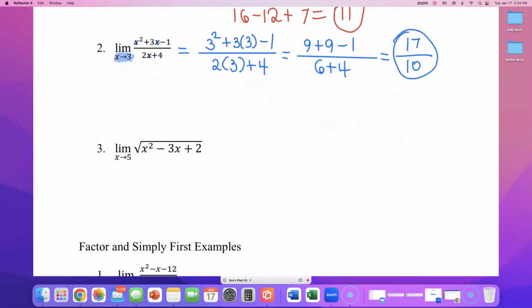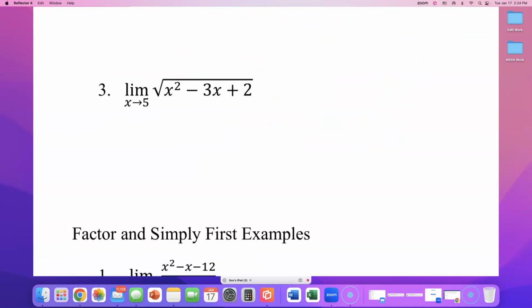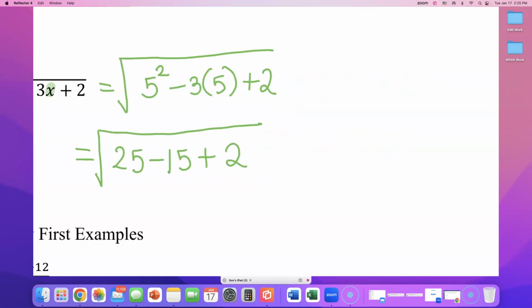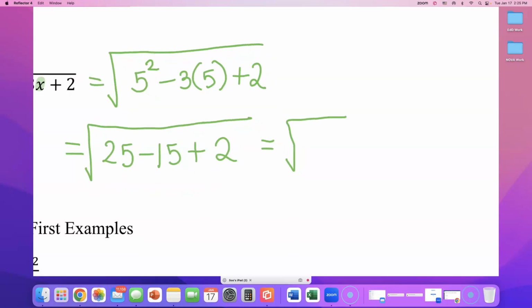Let's do the third one over here. I'm going to plug in 5 into the x, okay? So let's evaluate that. This becomes square root of 5 squared minus 3 times 5 plus 2. That is square root of 25 minus 15 plus 2. What's that going to be? Inside the square root, we're doing 10 plus 2, right? So that's 12. Let's simplify this, okay?